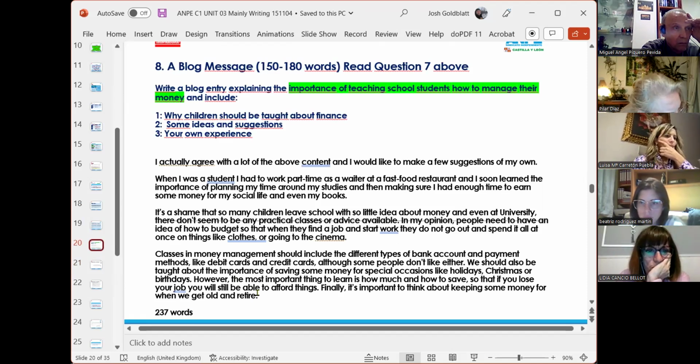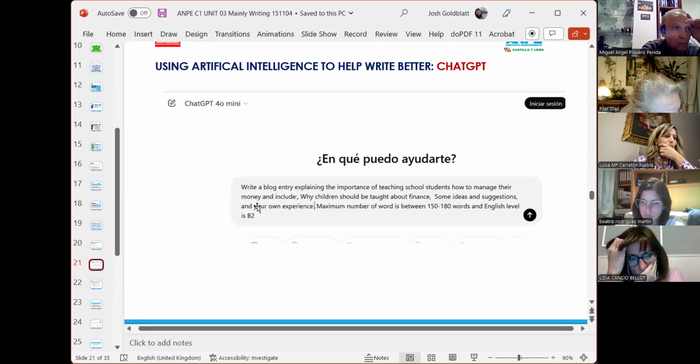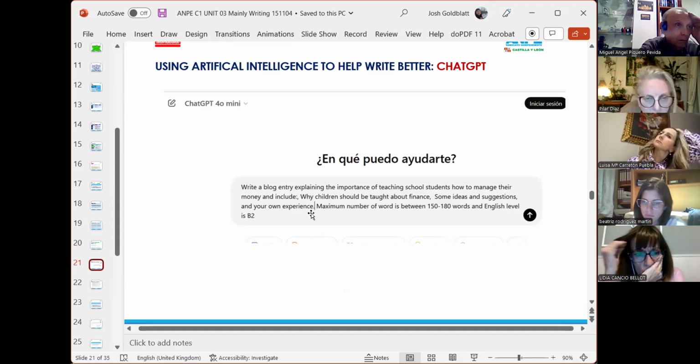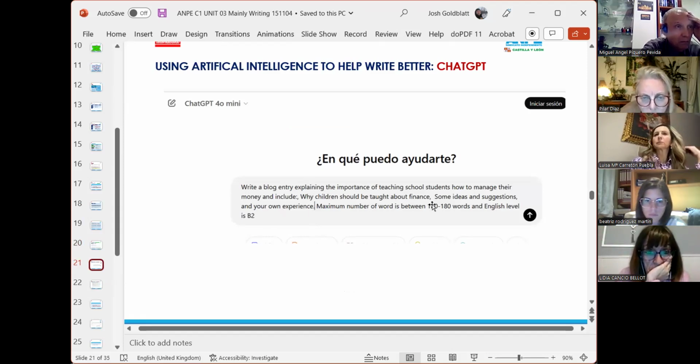Okay? So first you do yours. And then when you come into ChatGPT, it says here, write a blog entry exactly the same. Maximum number of words is between 150 and 180, and English level is B2. So I've given the artificial intelligence the word limit and the English level. Remember when you're using artificial intelligence, you must be very, very clear. Okay, so we put that in.